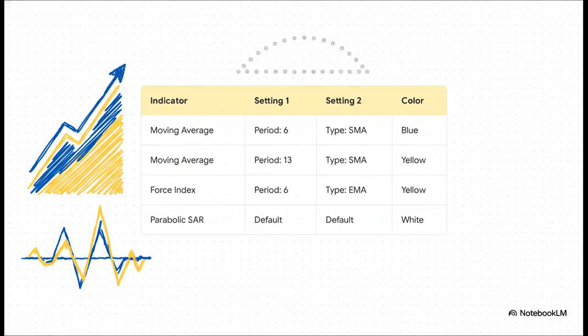For the moving averages, we've got 2 of them. Both are simple moving averages. The first, a fast one, is set to a period of 6. The second, a slower one, is at 13. This pair is what helps you spot those quick shifts in momentum. Then you've got the force index, also set to a period of 6 to keep it snappy. And for the parabolic SAR, just leave it on the default settings. These are the exact numbers from the source, so no guesswork needed.